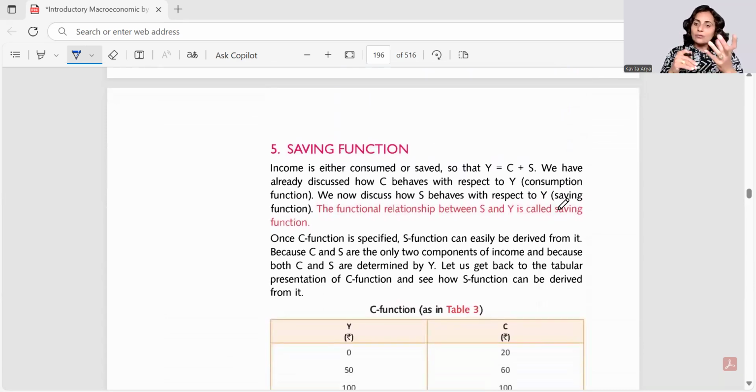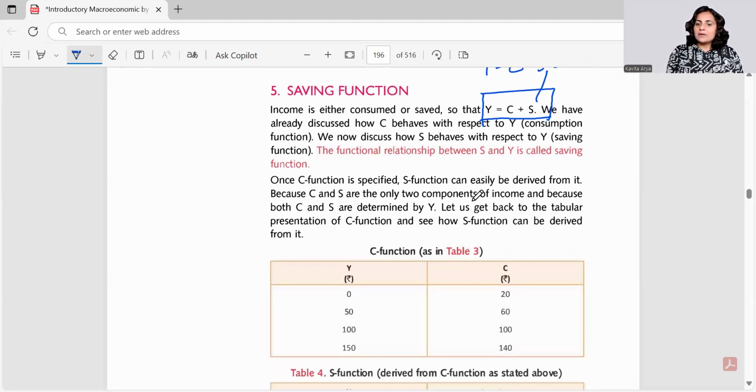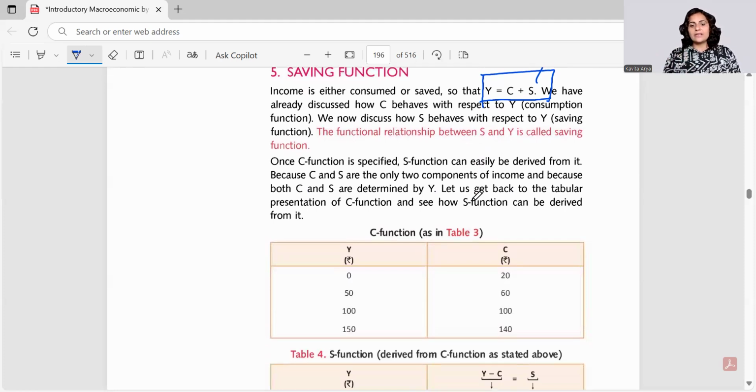Savings is the counterpart of consumption, right? It's clearly given here that income is nothing but a sum of consumption and savings. So how do we define savings? Unconsumed part of income is savings. In this way, I am defining it as Y minus C. The functional relationship between income and saving is called the saving function.